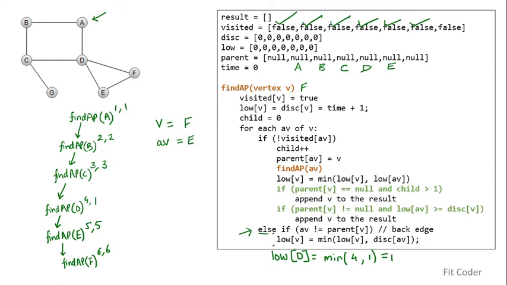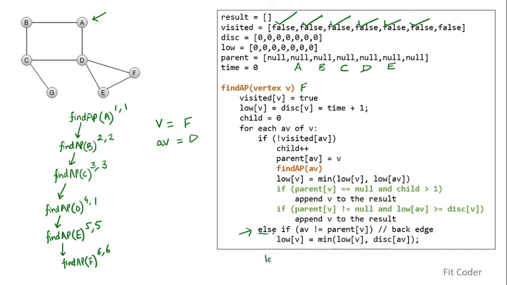E is already visited. We come in the else condition, but E is also the parent of F, so this condition does not hold true. The next adjacent vertex for F is D. D is already visited, so we again come in the else condition. Now the parent of F is E and the adjacent vertex is D, so now this condition holds true.